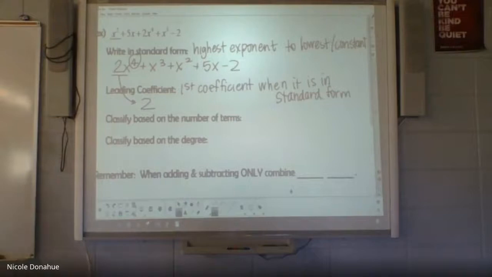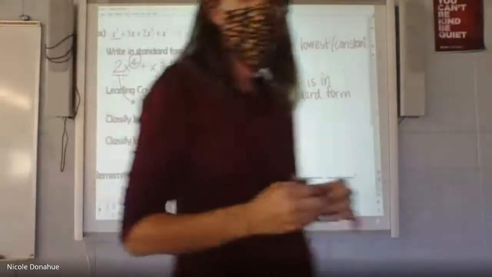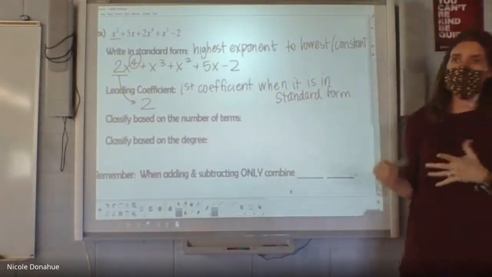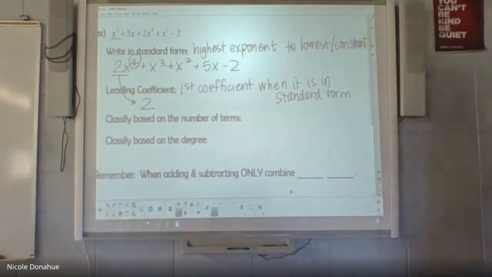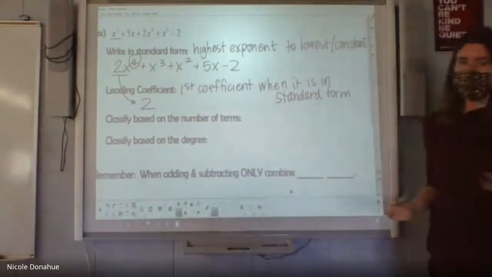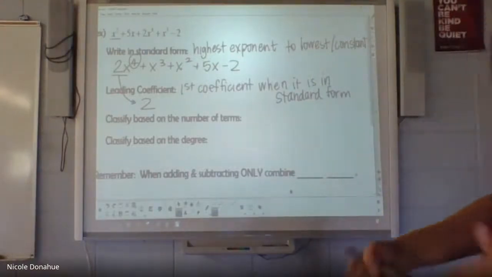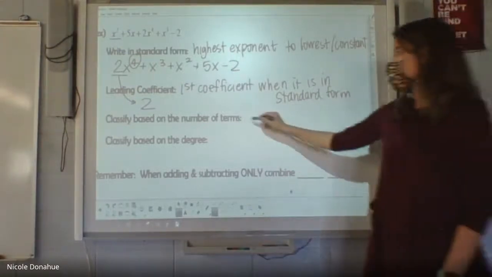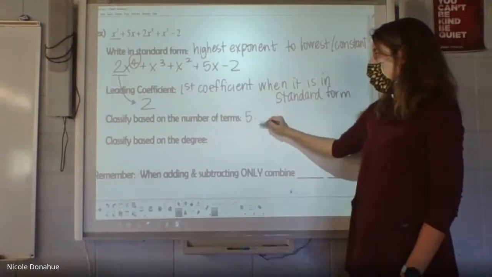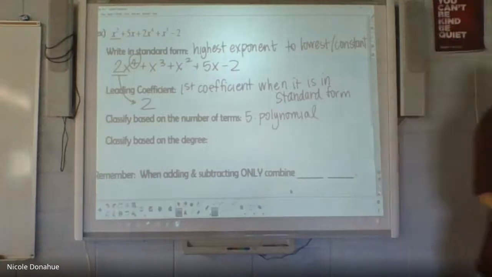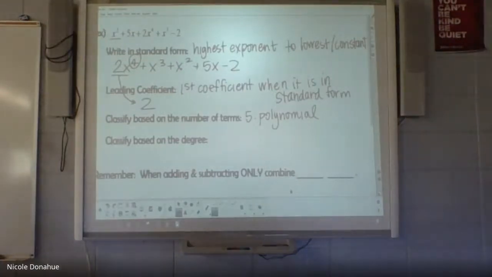So the point of knowing what that leading coefficient is, is something we'll use a little bit more later on. You definitely use it in pre-calculus and calculus, knowing stuff about the leading coefficient and the number of terms. So classify based off the number of terms. How many terms does this have? 5 terms. So then we call it a polynomial. There's no good nickname for one with 5 terms.